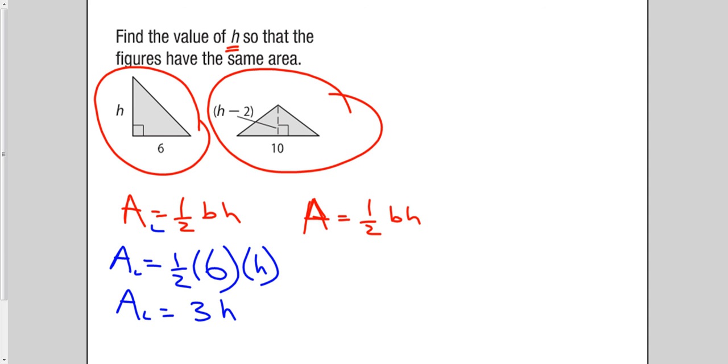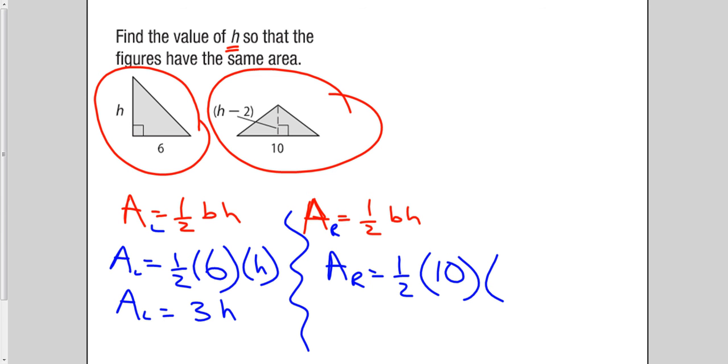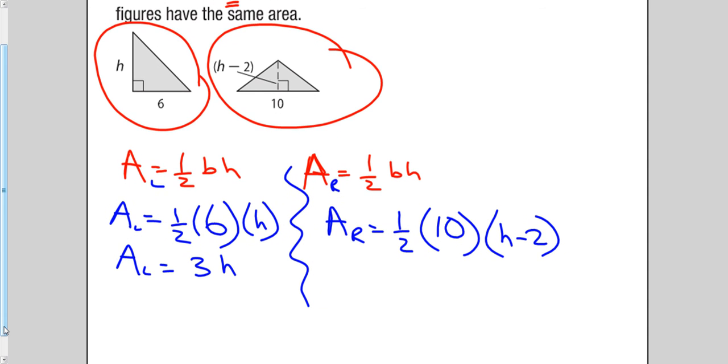The area of the triangle on the right, well, when I plug in, I have the area on the right, and that's going to be equal to 1/2 the base, which is 10, times the height. And the height in this case is actually an algebraic expression. It has two terms, h minus 2. So I have to plug in both h and minus 2. That whole expression is what the height is. So when I do this, I end up with the area of the triangle on the right is 5 times h minus 2. And so I'm going to distribute to make my life a little bit easier, and that's going to give me 5h minus 10.